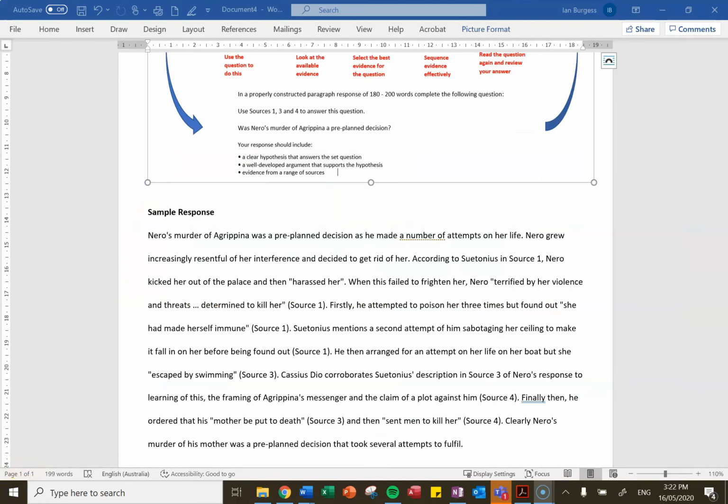Okay, so now we've got our sample response here. I've kept the steps of the process at the top of the page there in red, just so that we can see how we're following this process as we go through.